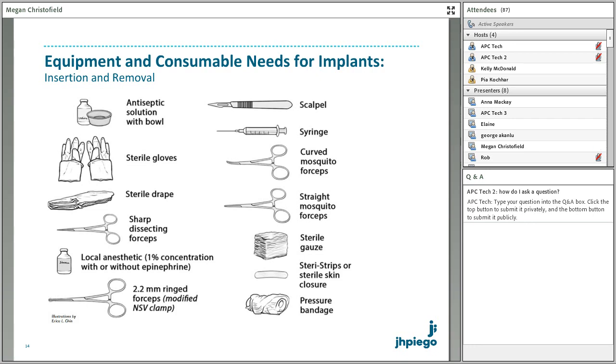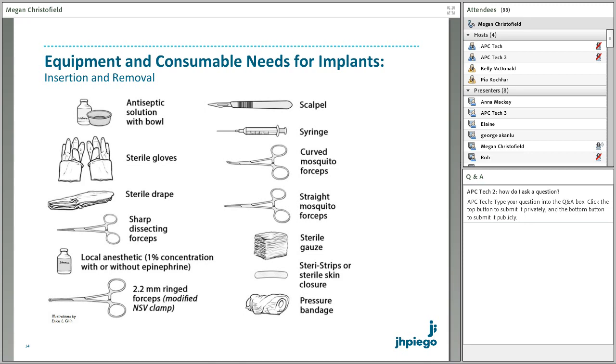The final lesson learned that I'll address during today's webinar is the need to avail necessary equipment and consumables to insert and remove contraceptive implants. It's not enough to ensure that the implants themselves make their way down to facility stockroom shelves. Contraceptive implant insertion and removal require a few basic instruments and consumables to be carried out safely and with quality.